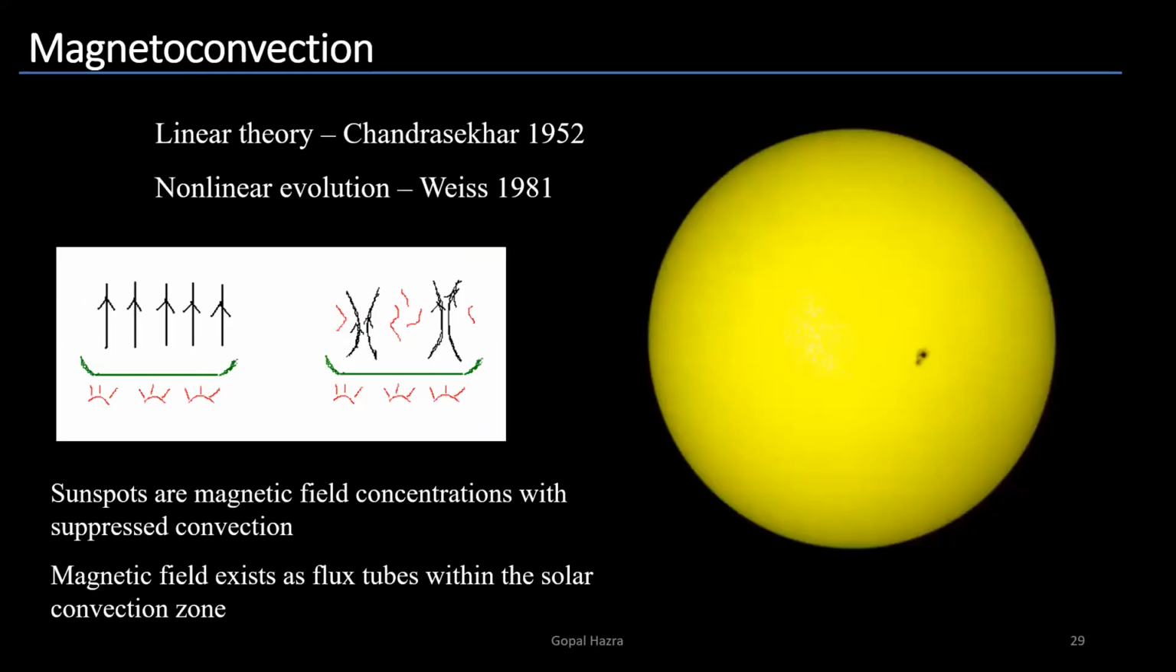So the magnetoconvection, I'm not going to detail. This is the theory of the sunspot. If you study magnetoconvection, linear theory, non-linear theory, there are a lot of theories. Suppose you are heating this and the heat transfer is happening, but if you have a magnetic field structure, you see this area gets suppressed.